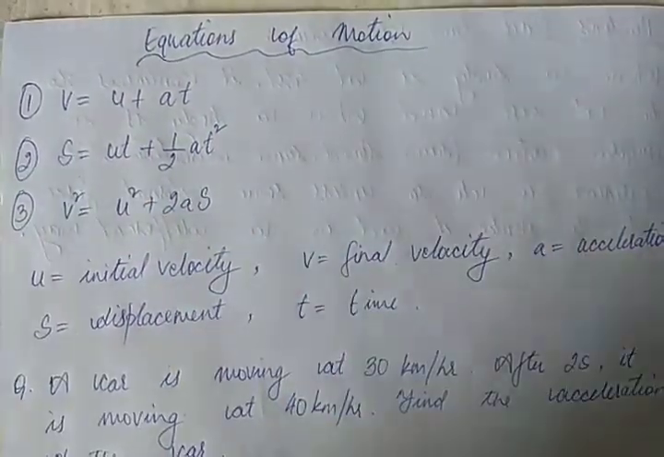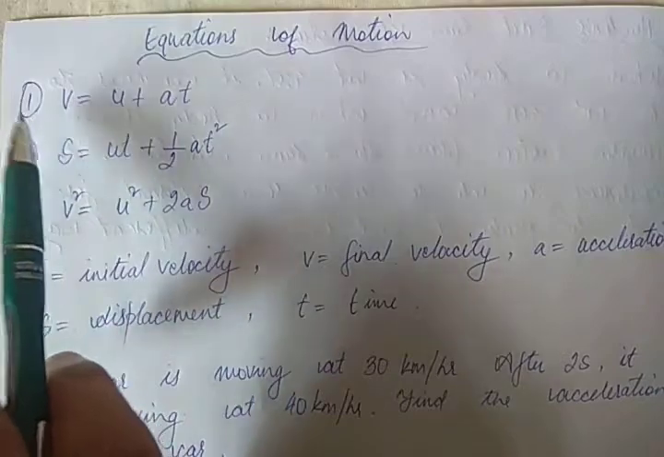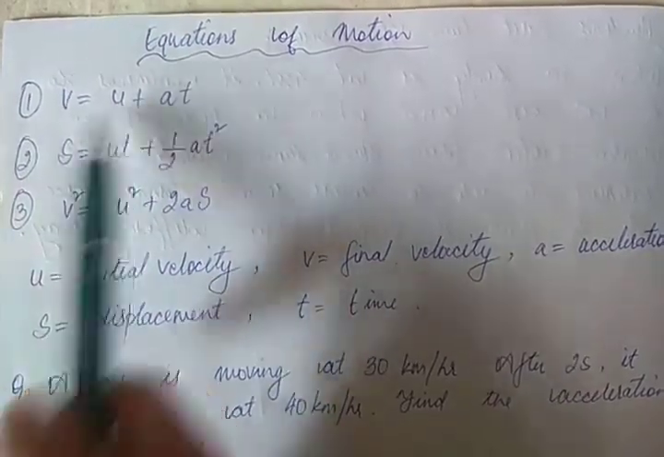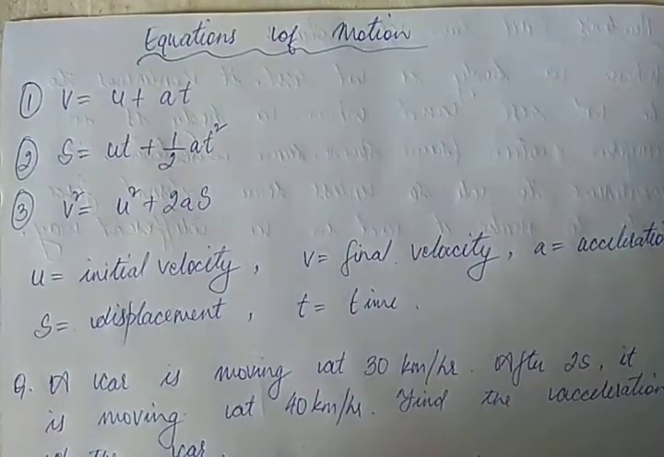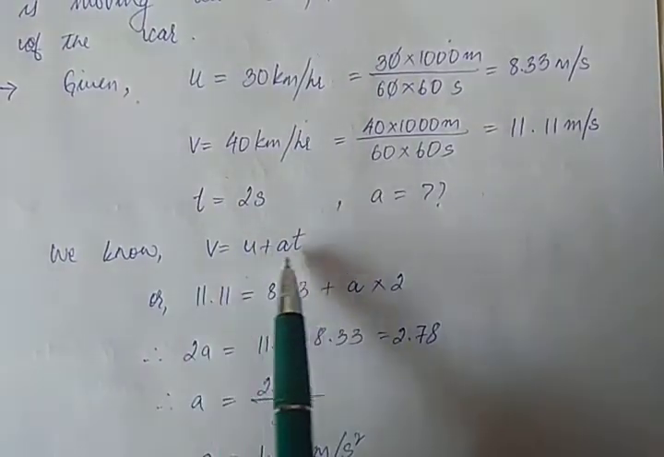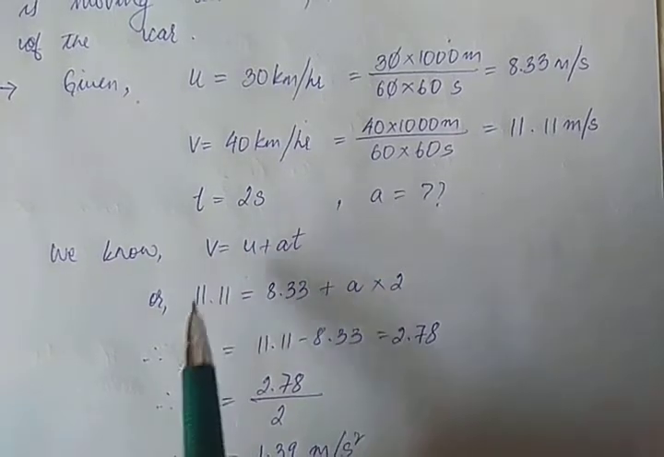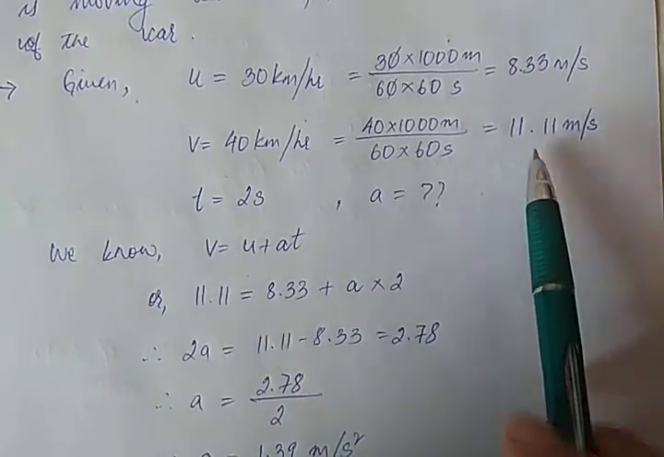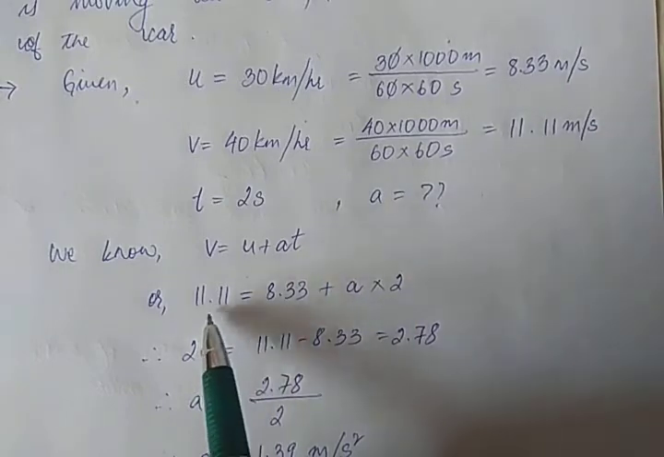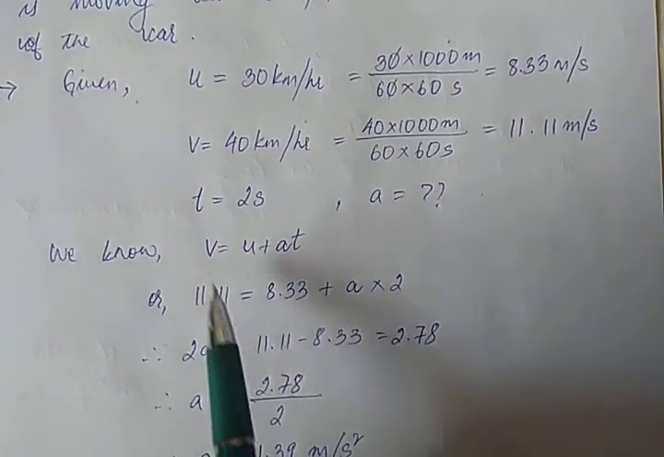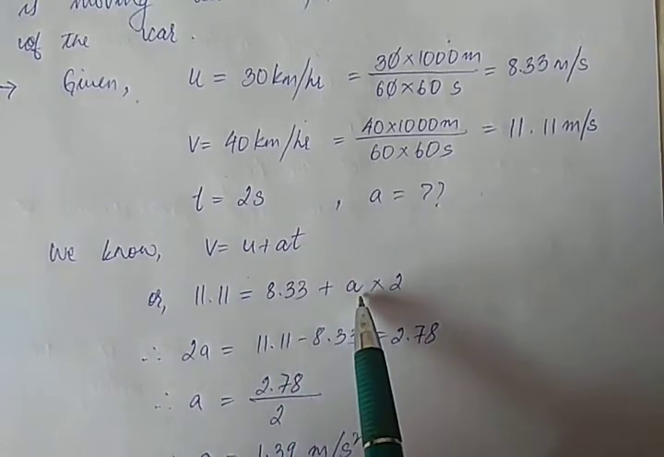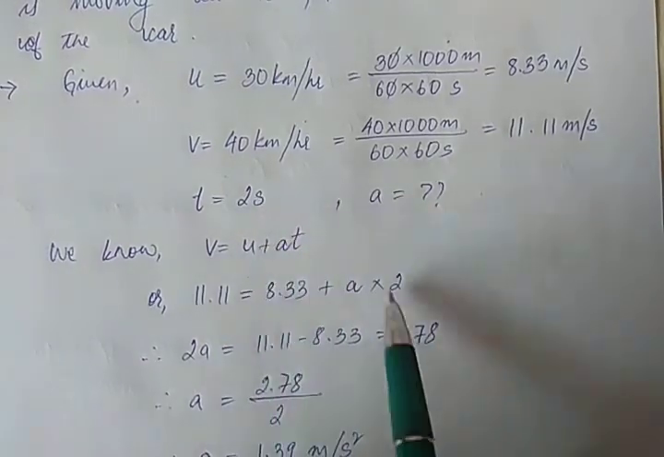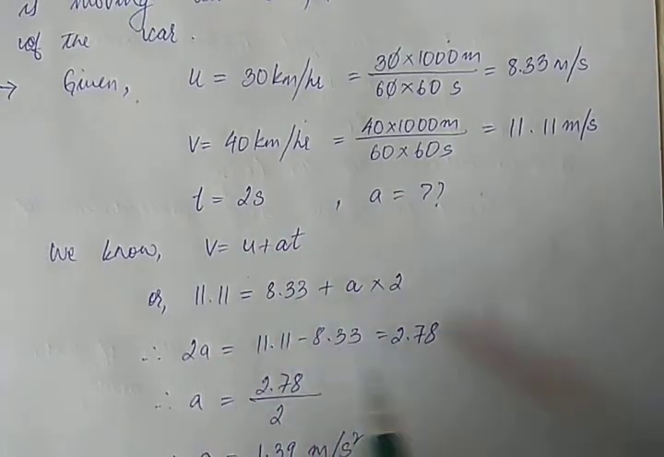But since displacement is not given to us, we will use the first equation, because final velocity is given, initial velocity is given, time is given. So we can simply find acceleration using the first equation of motion. And that is exactly what we do. We know v = u + at, that is the first equation of motion. So substituting the values in the same system of units, remember. v is 11.11, of course in meters per second. u is 8.33 plus a, which we do not know, so we simply write a, into time, which is 2 seconds. So, you can do the math yourself.